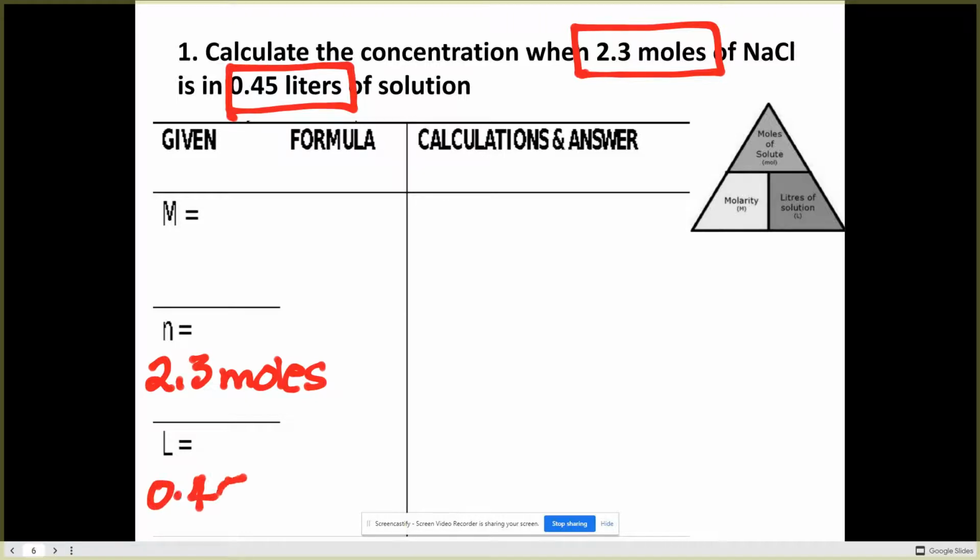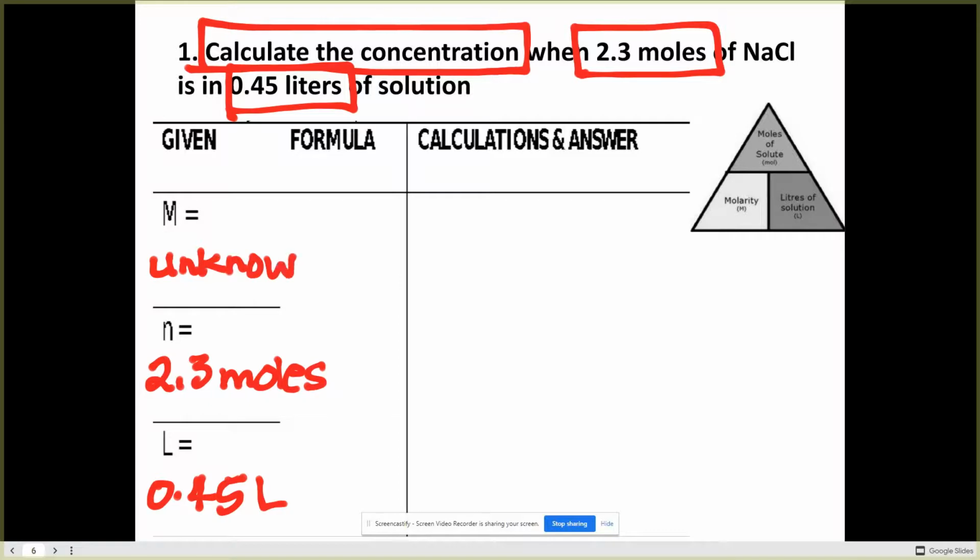It's fairly obvious what we're looking for here is big M, but let's just check. I need to calculate the concentration. And remember, guys, concentration is given in molarity, so M is our unknown. So let's consult our triangle. Again, where is big M on the triangle? It's right here. Big M is unknown, so you don't see it. So what do you see? It's moles divided by liters. So big M is equal to moles N over L. And that's how you solve this.